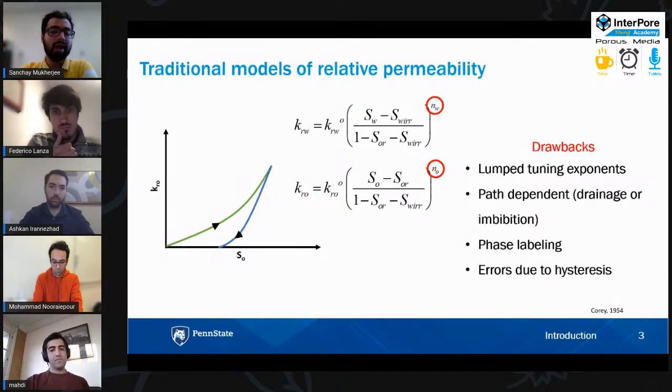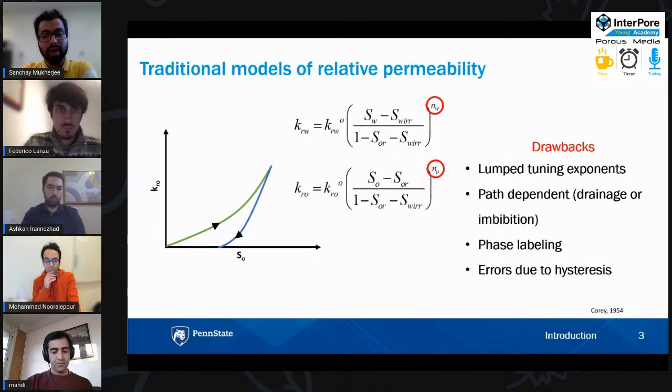There are, however, some problems with these models. First of all, they are dependent on the highlighted tuning parameters, which are represented as a lumped version of too many parameters that affect the relative permeability, such as the pore structure, capillary number, interfacial tension, and others. These models are also path dependent and require phase labeling. Because they are not accurate, these models also have problems like hysteresis and thus convergence errors in reservoir simulations.